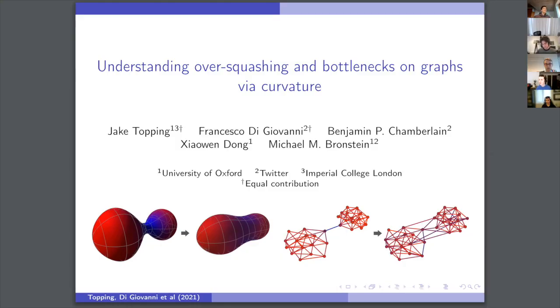Well, thank you very much for having us, everyone. It's very exciting to be here today to talk about our paper. Talking today is going to be me. My name's Jake Topping. I'm a PhD student at the Department of Statistics at Oxford, and Francesco, who you've just heard from at Twitter. So this paper is also by the full team, Ben, Zhao, and Michael. So big thanks to them as well.